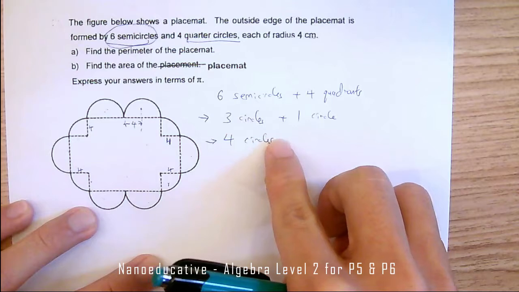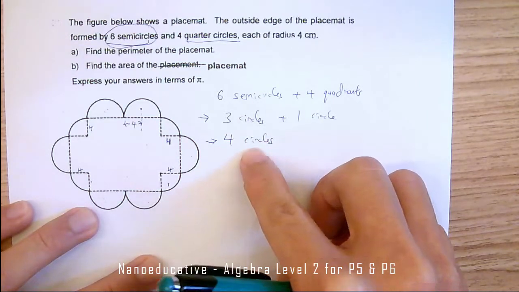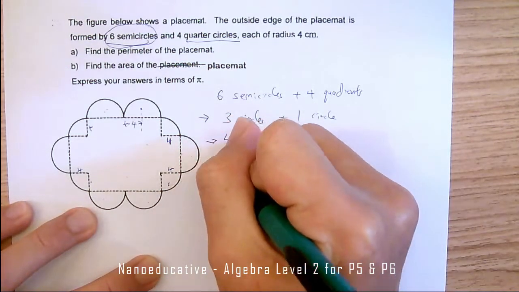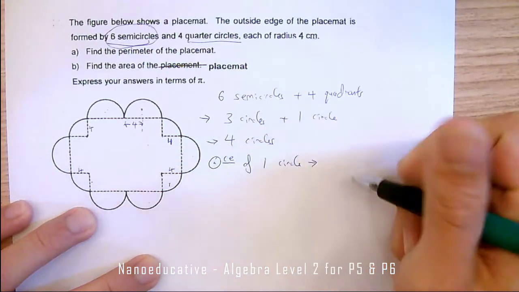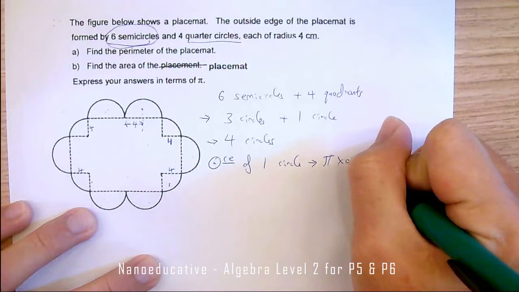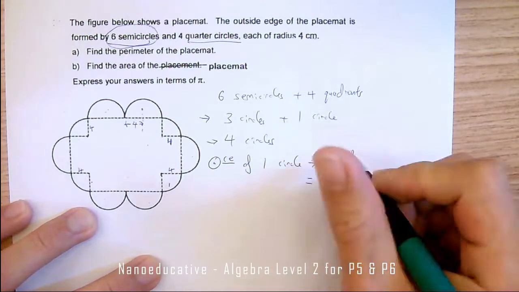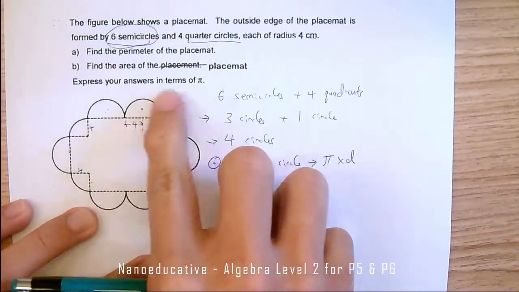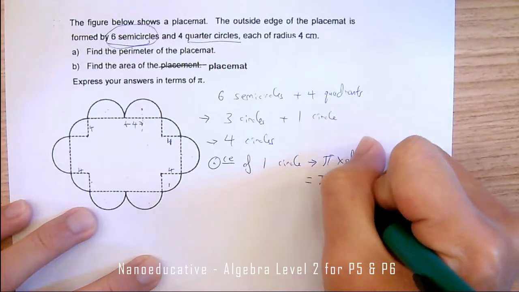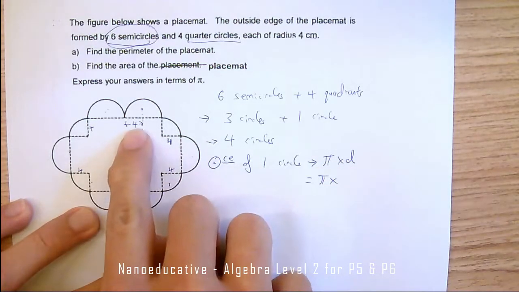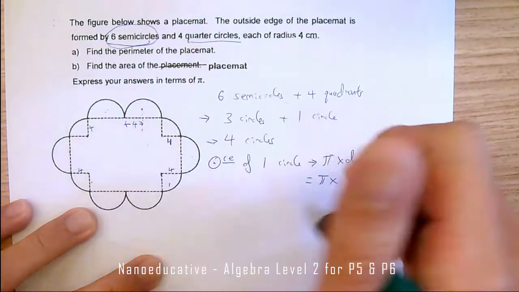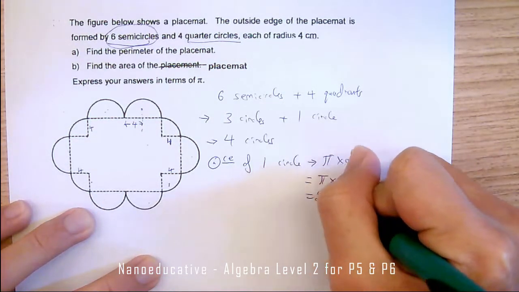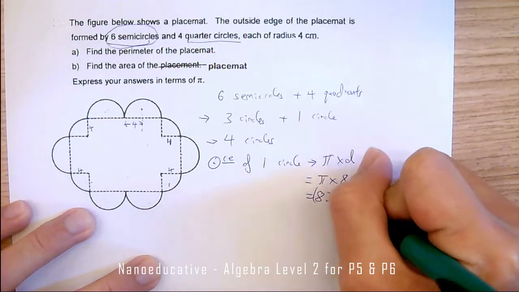So I'm going to teach you the smarter way. Now, how are we going to find 4 circles? Can we find the circumference of 1 circle first? The circumference of 1 circle will be pi times d. This is the formula. They say to express the answer in terms of pi, so just write pi. How about the diameter? The radius of one semicircle is 4, therefore the diameter is 2 times the radius, therefore it will be 8. So it's 8 pi cm.